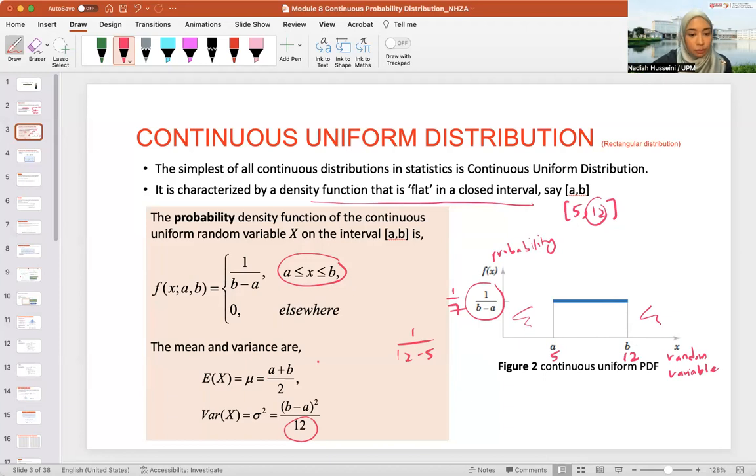Okay, and the same case for our mean. Our a is 5, our b is 12, divided by 2. This will be your mean. And for the variance, b minus a, 12 minus 5, is 7. 7 squared is 49, divided by 12, whatever this value is. Okay, so that was the probability density function, or we can short form this as PDF. We have seen this before, PDF.